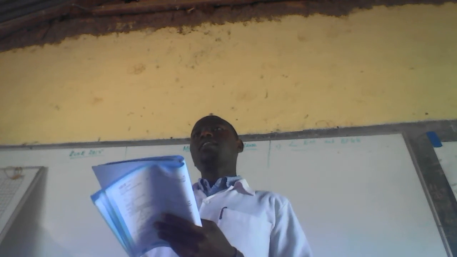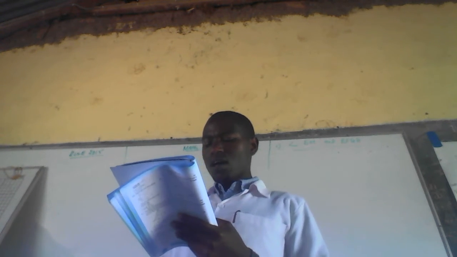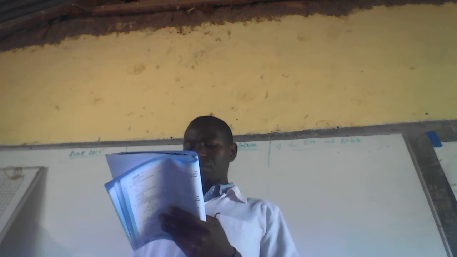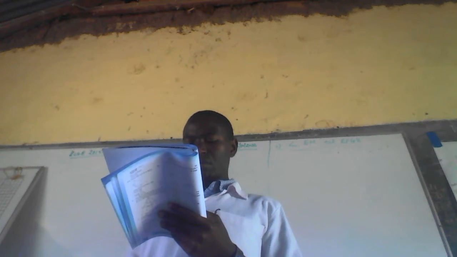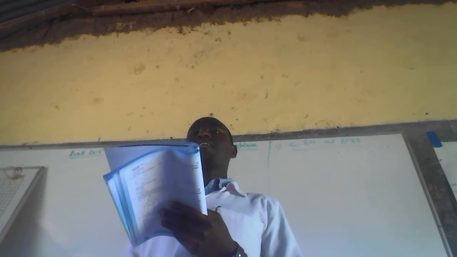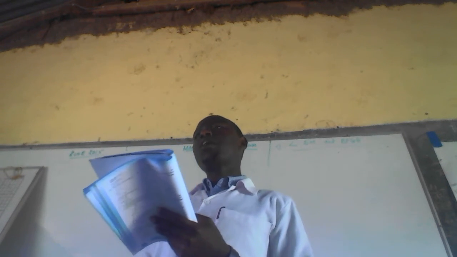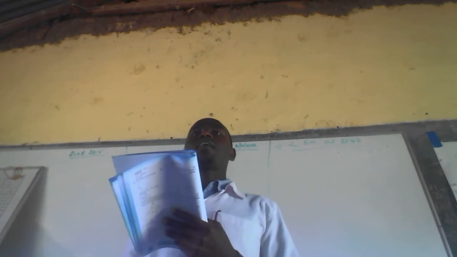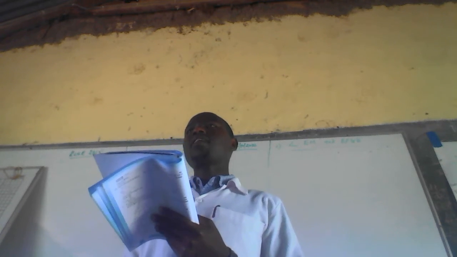The second mistake that normally leads to wrong scoring of marks in that question is assuming that all angles can be calculated using trigonometric identities. So it is not obvious that every question will require the trigonometric identities, that is like sine theta, cos theta, and tan theta. It is not obvious like that.